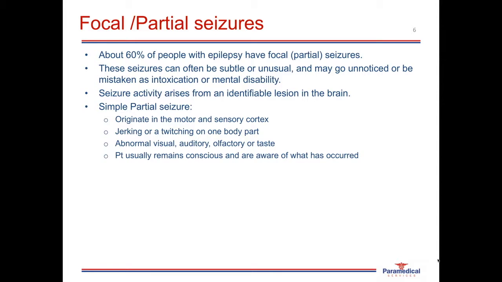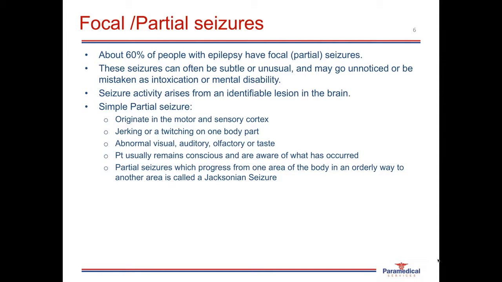In focal or partial seizures, the patient usually remains conscious and they're aware of what is happening the whole time. So if you ask a patient after they've just had a focal or partial seizure, did they know what was happening? They'll be able to describe everything that they saw or tasted or heard or felt during the time that they were having that seizure. Partial seizures also have the ability to progress from one area of origin and spread in an orderly way to another area. It's called a Jacksonian seizure or a Jacksonian march.